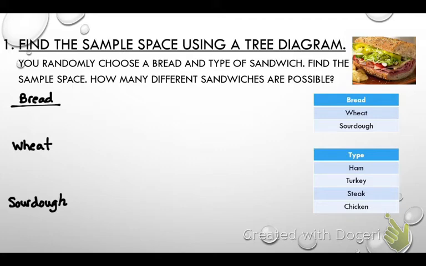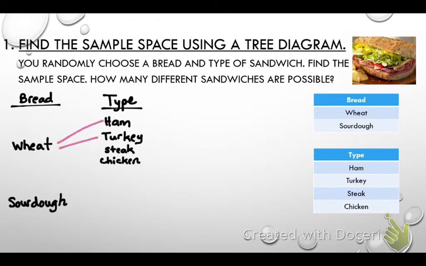Now there's 4 types of meat. So over here, give yourself a little space once again, and I want you to write out the 4 types of sandwiches you could get. You could get ham, turkey, steak, or chicken. Then looking at that, if you would just draw lines, you could have ham on wheat, turkey on wheat, steak on wheat, and chicken on wheat.